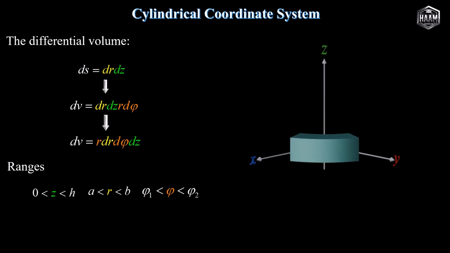So you can see that this is a portion of a cylindrical volume that has been sliced along the phi and r directions, and of course it could also be sliced along z. Consequently, the differential volume in the cylindrical coordinate system equals r dr d phi dz, and based on the given figure we must determine the range of variation for our variables.